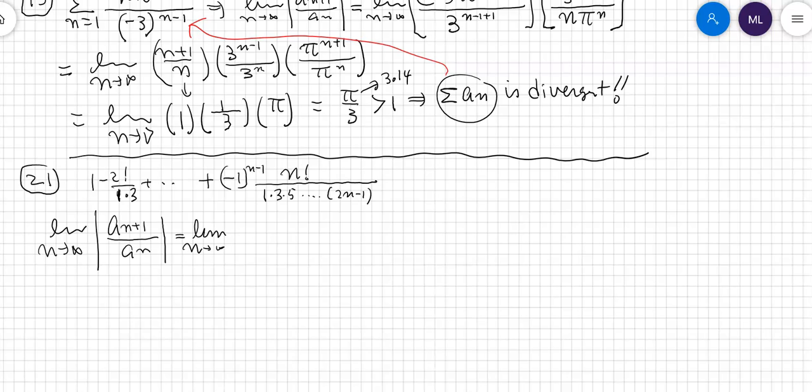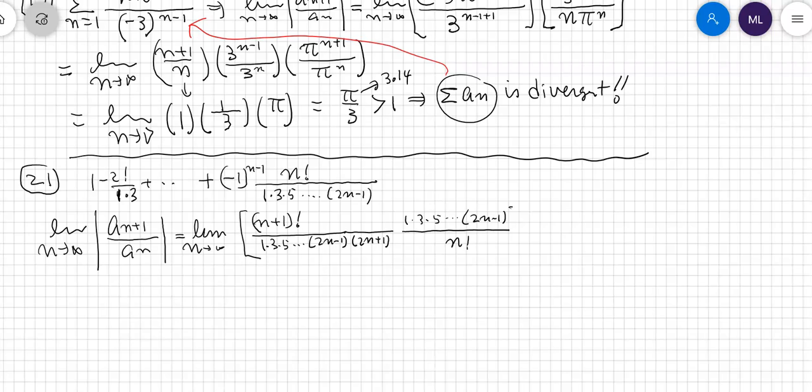Now, what is a? So this is very interesting. This is n plus 1 factorial over 1, 3, 5, up to 2n minus 1, 2n plus 1. Okay, this is n factorial over 1, 3, 5, up to 2n minus 1. Okay, so that's what it is.